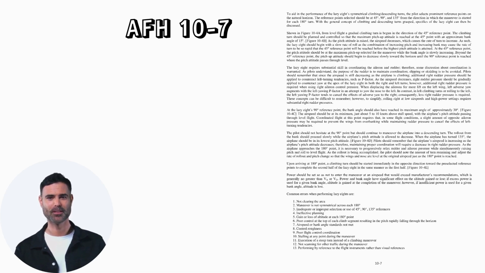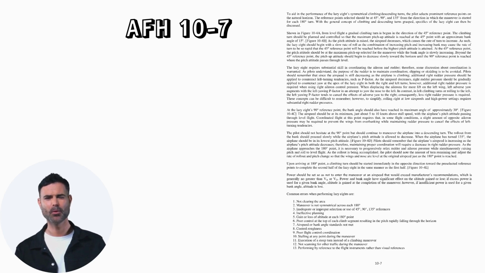Pilots should remember that since the airspeed is still decreasing as the airplane is climbing, additional right rudder pressure should be applied to counteract left-turning tendencies, such as P factor. As the airspeed decreases, right rudder pressure should be gradually applied to counteract yaw at the apex of the Lazy 8 in both the right and left turns. However, additional right rudder pressure is required when using right aileron control pressure.